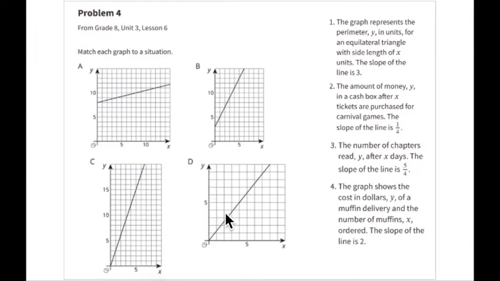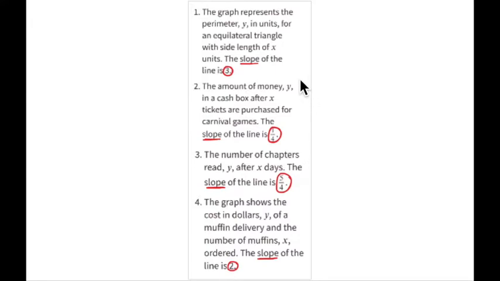So this is problem number 4, in which you are given 4 graphs and 4 situations. And these are kind of fun to do. So one of the first things to do is to look at the graphs or the situations and to see if you can see a difference in each one of them. And where the difference shows up is the slope.